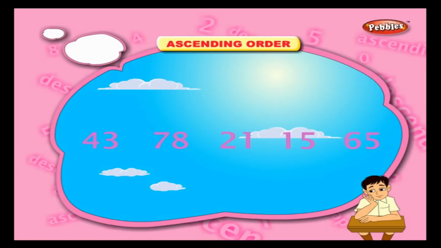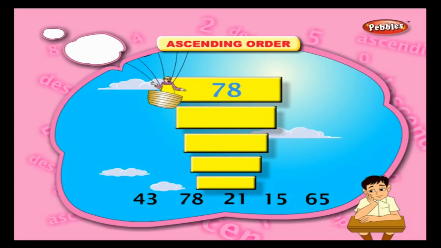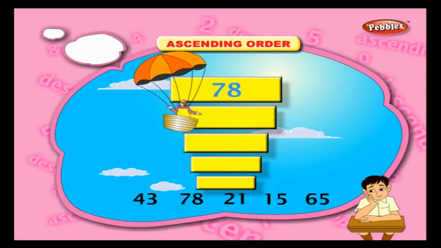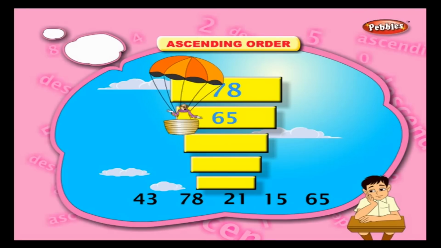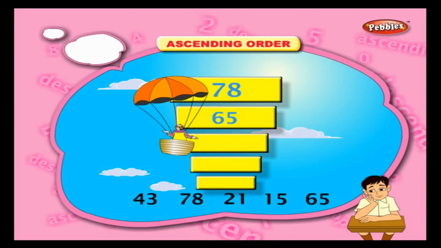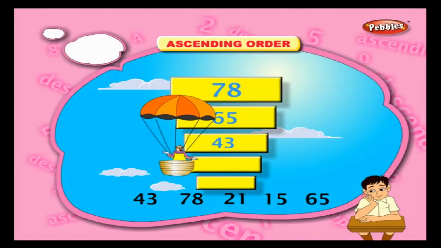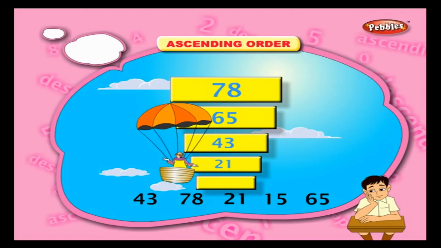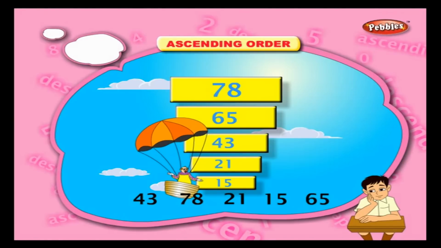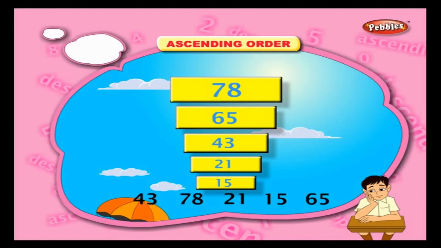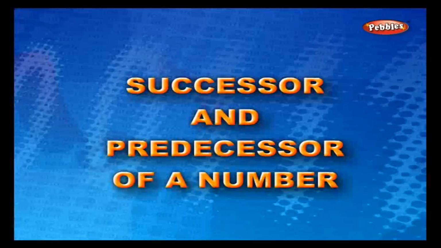Here all the numbers are two-digit numbers. We have to first compare the tens to arrange them. 78 is the greatest number with 7 tens and 8 ones. Next comes 65 with 6 tens and 5 ones. Then comes 43 with 4 tens and 3 ones. Then it is 21 with 2 tens and 1 one. And finally comes 15 with 1 ten and 5 ones.